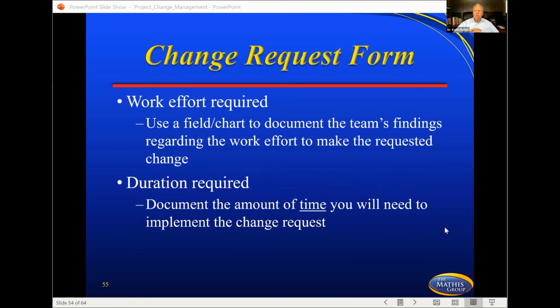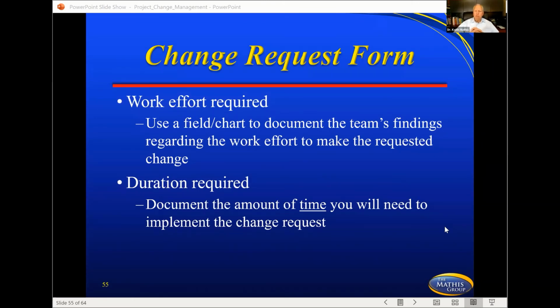What's the amount of work effort required? Use a field or a chart to describe the team's findings regarding the work effort. In other words, this is going to take us 50 more hours or 500 more hours. And then duration required. Document the amount of time you will need to implement the change request. And so you're talking about time for planning, then time for implementation, and then testing possibly in that situation.